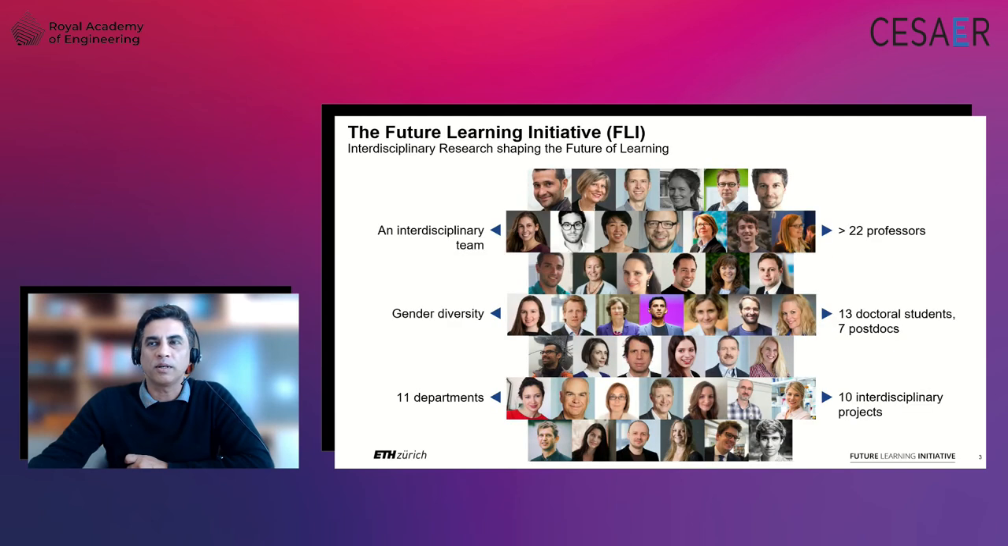What I'm going to talk about is this initiative, which is an interdisciplinary initiative. So the basic commitment here is, as Leah also mentioned, on diversity, not quite completely, but at least in terms of gender.